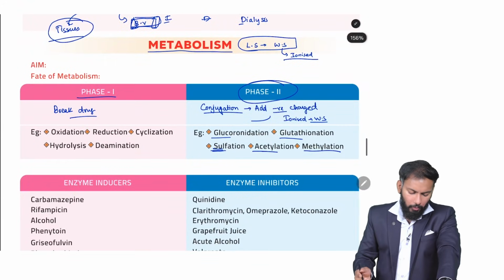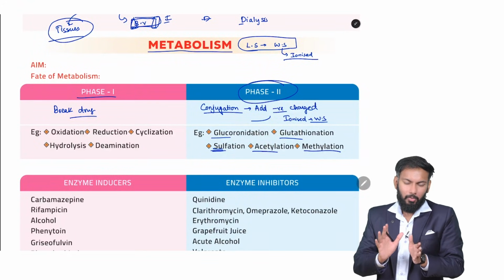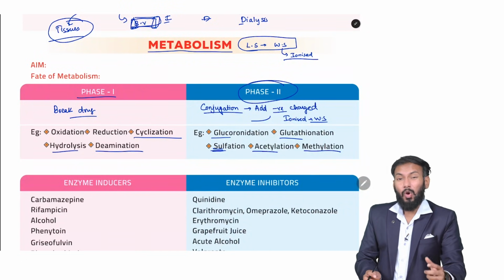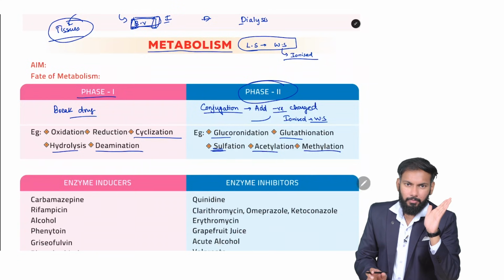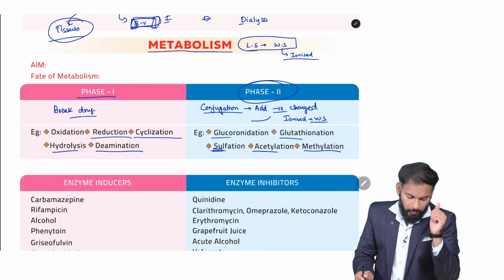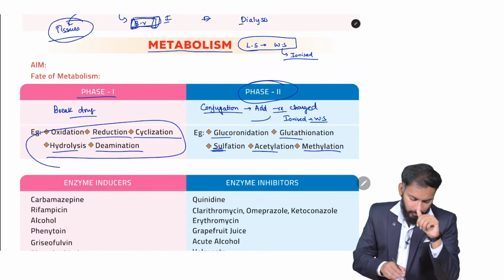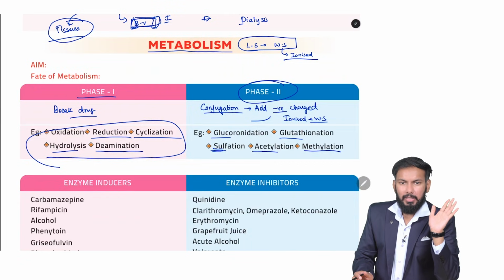Now, when you come to phase 1, I told you it is breakdown. So, you can see here cyclization, hydrolysis, deamination, oxidation. Oxidation means removal of hydrogen. Reduction means removal of oxygen. So all these things, we are breaking something. So oxidation, reduction, cyclization, all of these are phase 1. So this is how you can easily remember.